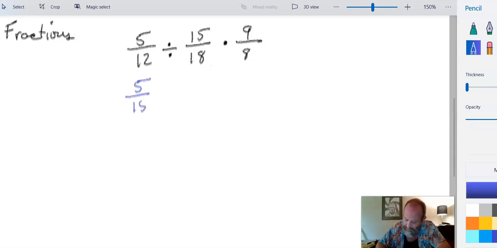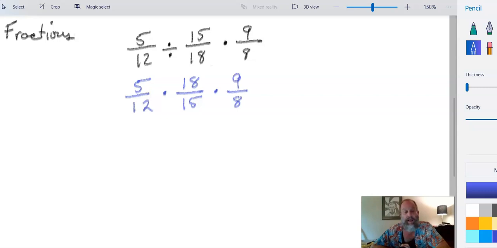So we got 5/12 here. Whoop, that's not a 12. Try that again. So we got 5/12. 15/18 is being divided, so I'm going to turn it into multiplication and flip it. And then the last term here is not being divided, right? It's being multiplied, so we're going to leave it as multiplication. Then from here, we can just start hacking and slashing.